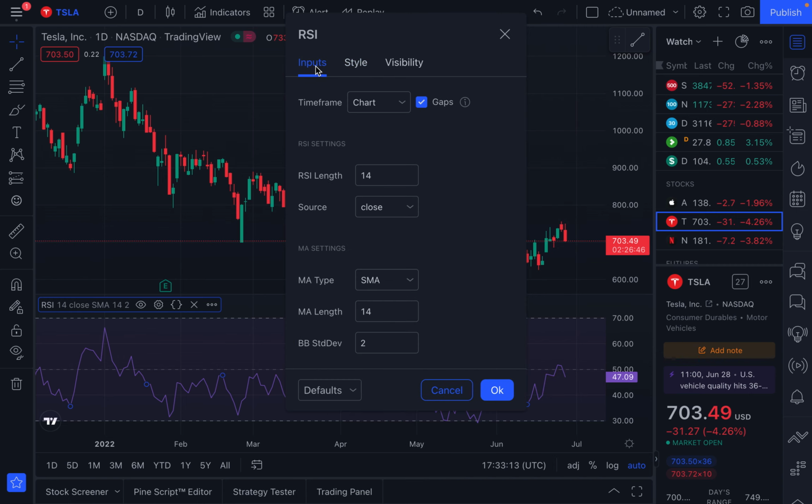Now, if we go back to Inputs, this is where you change some of the defaults. For example, you can change the time frame, which by the way, I'm using the daily chart. You can change the RSI settings. RSI length by default is 14. That's one of the most common lengths, so I'm just going to leave it at that. And if you are using your MA, your moving average, you can also change the settings here. Anyways, let's click on OK.